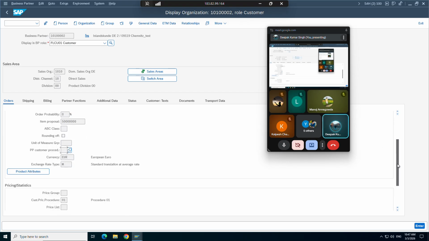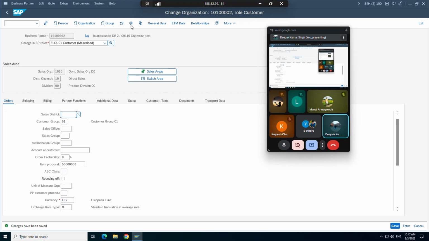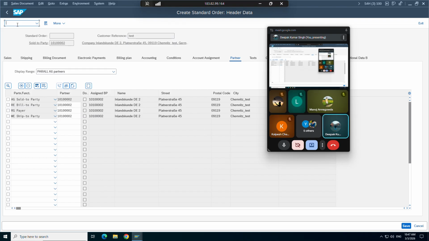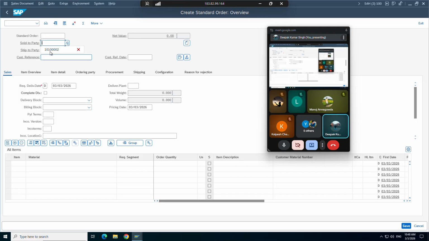This is something which is mandatory, because if you don't maintain this, let's try it right away. Let me remove this customer pricing procedure for now. Let's say I've deleted this, I've saved the document, and let me save the customer. So now I have removed the customer pricing procedure. If I go to VA01, I think it will still determine, but let me see. Then I will explain how it is determining.